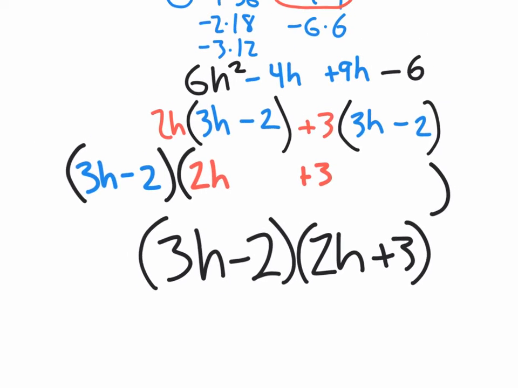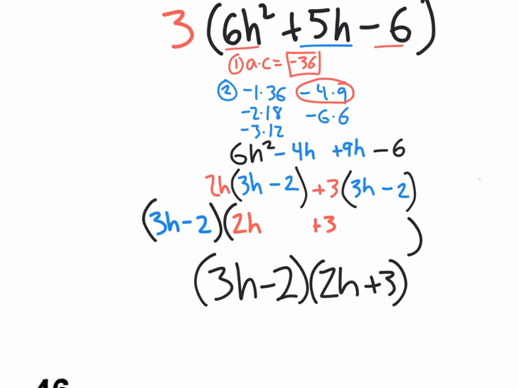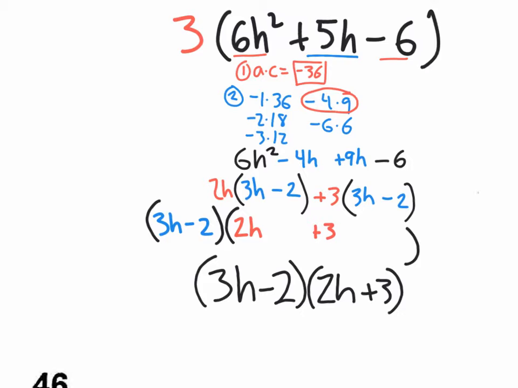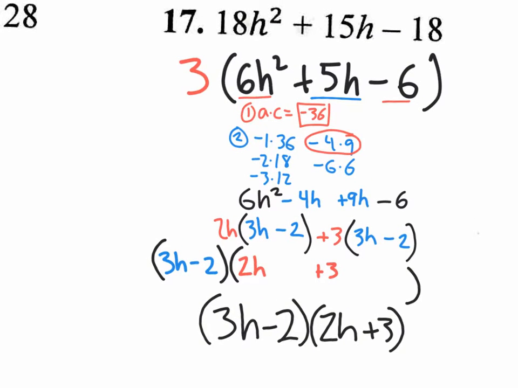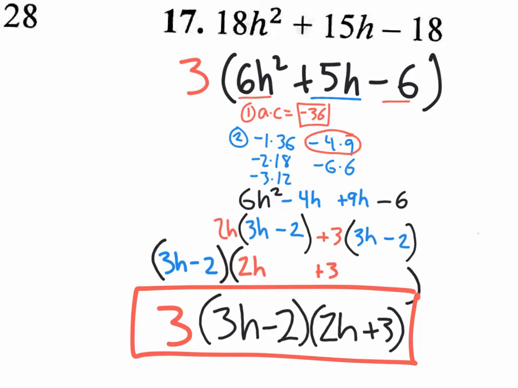Let's not forget the original value of 3. You guys remember at the very start we pulled out the GCF of 3 from all these terms and we wrote it out here in red? We need to also slap that onto our completely factored form answer. So there's your final factored form of number 17.